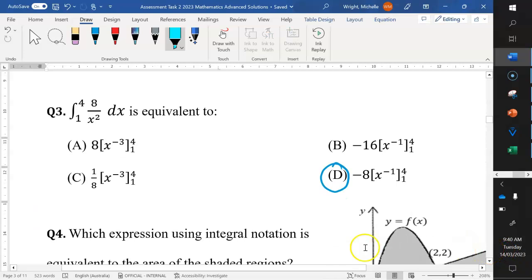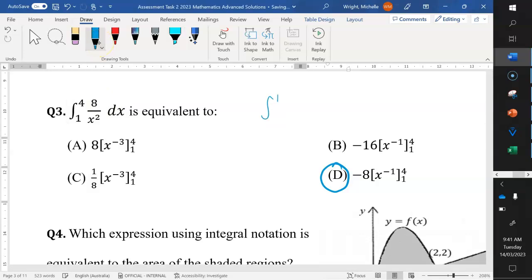Okay, let's have a look at 3. We're between 4 and 1, so we've got 4 and 1 on all of these. Now we need to have the 8 out the front, so it's going to be down to A and D, possibly, but let's just see what happens, because there is an x squared at the bottom. So let's write the x squared on the bottom as x to the minus 2 and bring it up to the top. So between 4 and 1, 8x to the minus 2 dx.